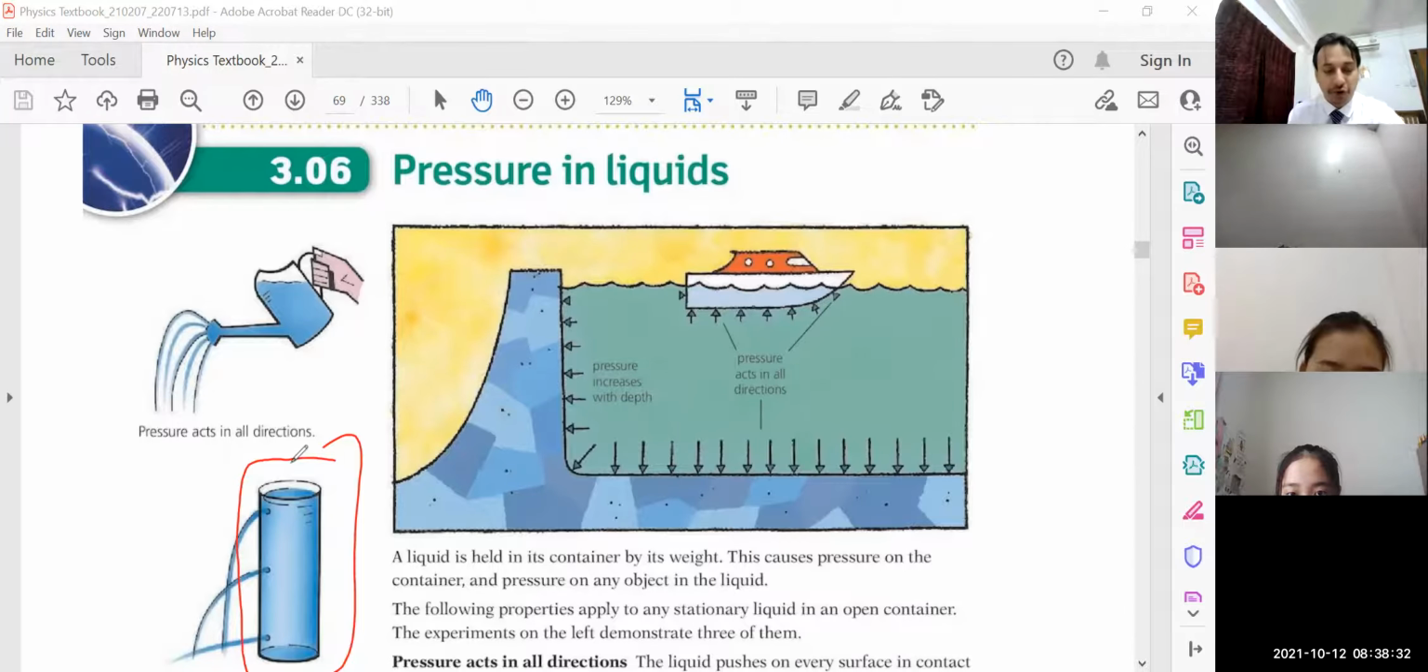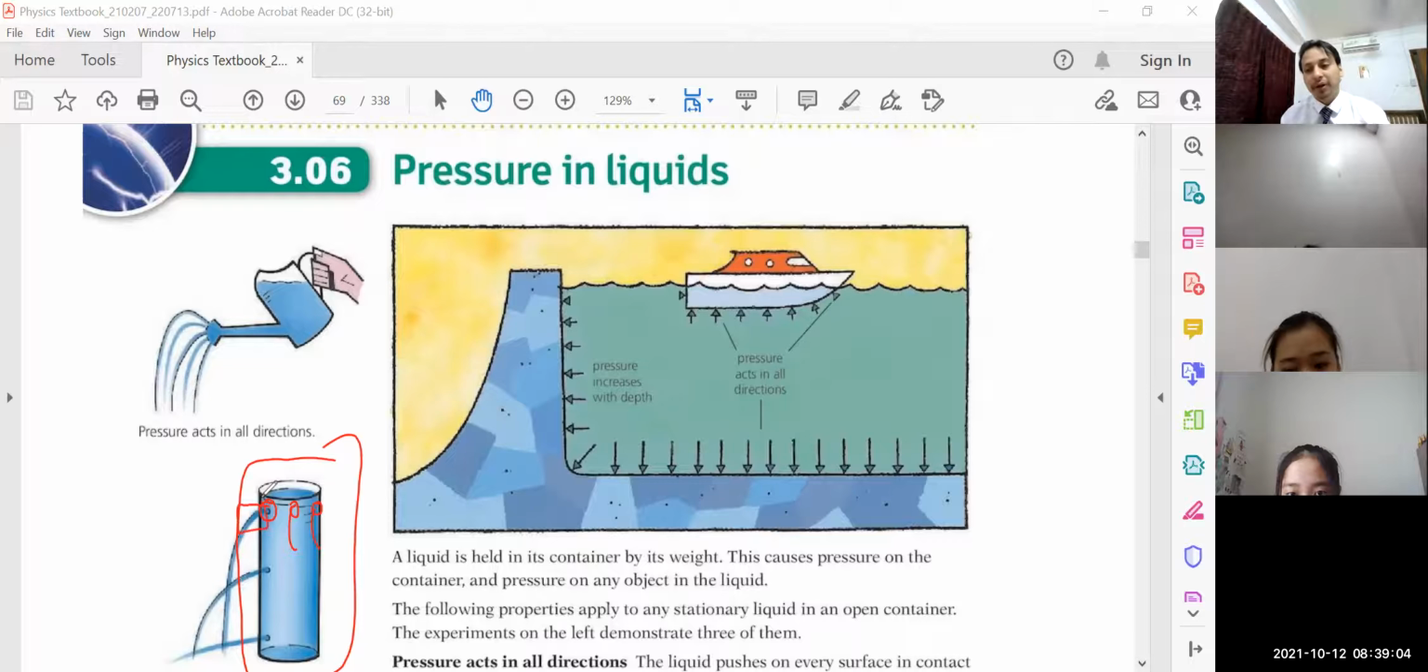In this picture, I have a container filled with water, and if I put a very small hole here and another hole here and another, this is the cylindrical object, children. So on all the sides at the same height, if you put some holes, then what will happen? The water will come out, water will eject, okay? Water will come out from all the holes.